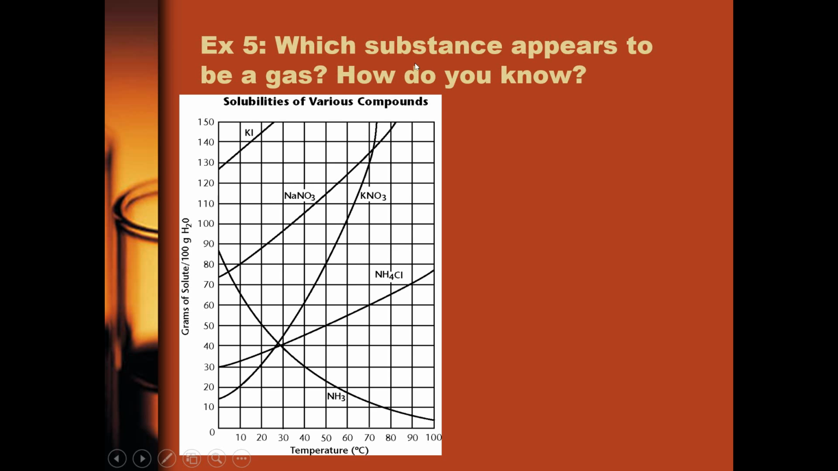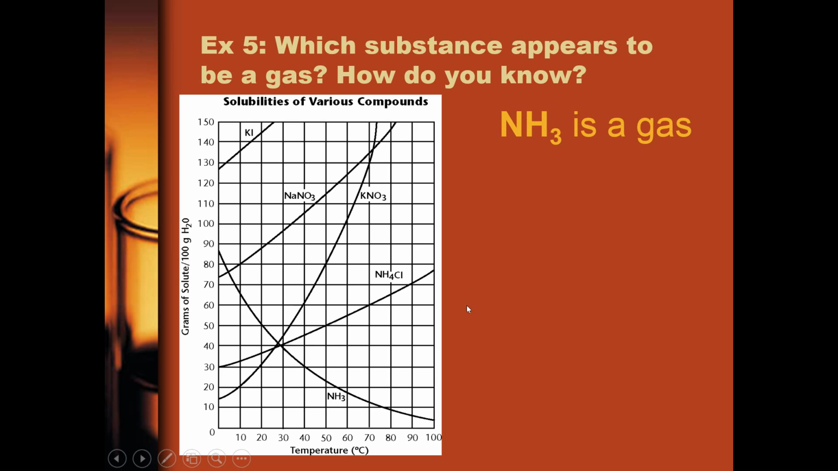As we look at this graph, this question says, what substance appears to be a gas and how do you know? Well, if you're just playing the odds, this is a great test-taking strategy. Try to find something that doesn't belong, kind of like that Sesame Street game. If you look, all of the curves are in the positive slope direction except for one. This one right over here. You can see it's in a negative slope direction, and that just happens to be the gas.